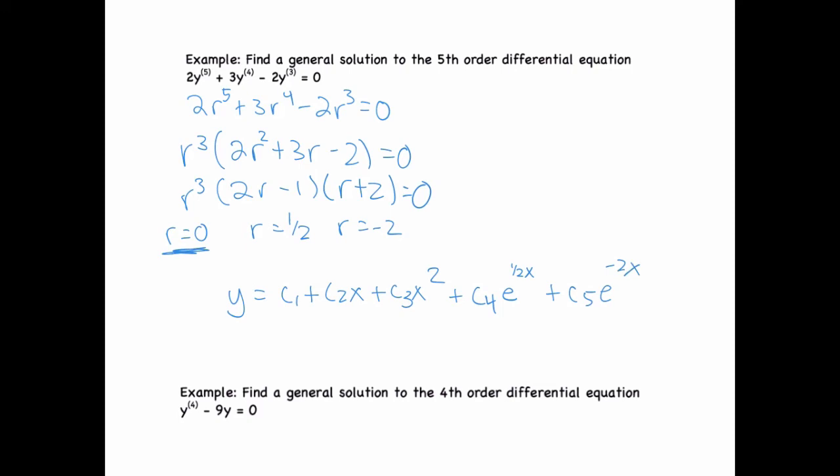Now the order of these doesn't matter. So if you had factored it in a different order and swapped the order of these, that's totally fine. The constants would get taken care of when we do the initial conditions. The only reason we even put the little subscripts is just to identify that they are not going to all be the same value necessarily.